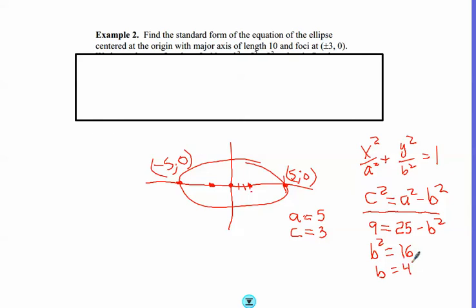We didn't really need b. So now we can go ahead and write our equation. We're going to substitute into x squared over a squared. We know that a squared is 25, plus y squared over b squared, which is 16, equals 1.